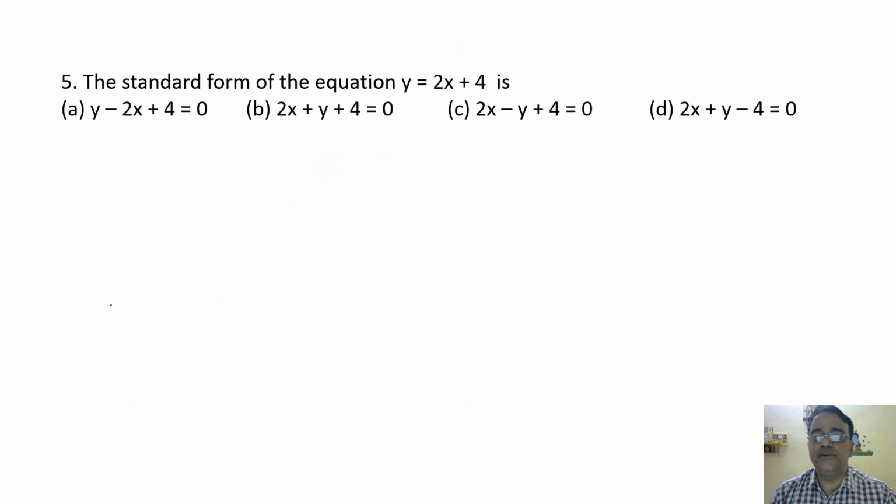The standard form of the equation y equals 2x plus 4 is dash. We will first shift y to this side, right? So this becomes 2x minus y plus 4 equals 0. Okay, so which option is correct here? Option C, right? So this is the last question of this linear equation case study based questions.